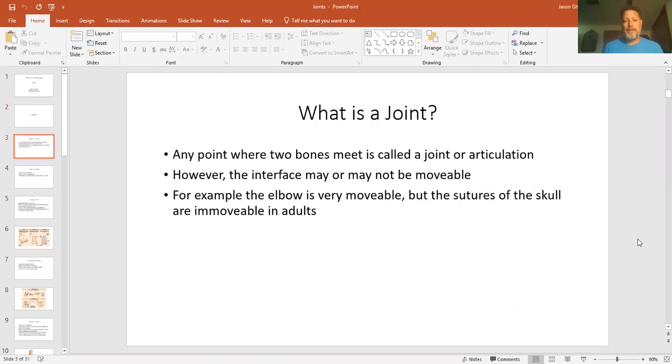A joint is where any two bones meet together. They're also called articulations. Sometimes when they meet, they don't move. Sometimes they're very movable. Examples are your shoulder, your arm can move all over the place, but the bones in your skull can't. So those are the sutures in the skull. Those are immovable. So it varies depending upon what the joint is supposed to be doing.